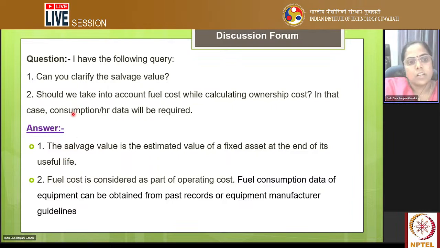Okay, and the second question is, should we take into account the fuel cost while calculating the ownership cost? So it's very clear that you're not supposed to consider the fuel cost under ownership cost. You have to take it under the operating cost of the machine. Another important thing, as I told you, the hourly fuel consumption data you can derive from your past experience records or from the literature or from the equipment handbook given by the manufacturer. Whatever value you derive, you can adjust it according to your project operating conditions. How to adjust it, we have discussed in the lecture. It is available in the video. You can go through.